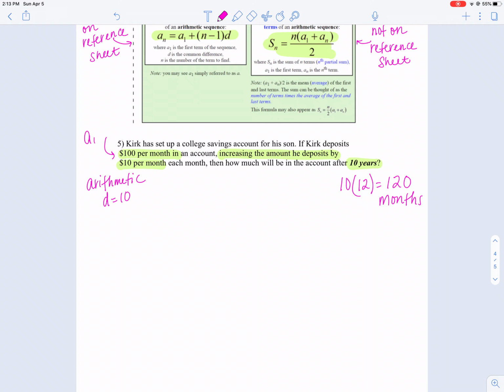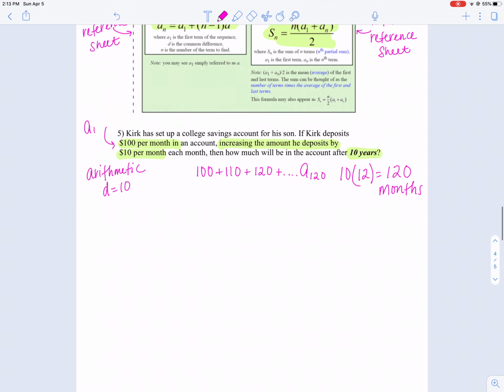Think about it. You started at 100, and then the next month it would be 110. And then the next month you would have 120, right? If you're adding 10 every month. But think about this. You're not going to do that 120 times. Your last term would be a sub 120, the 120th term. So think about your series.